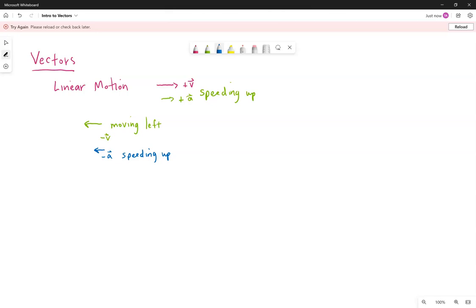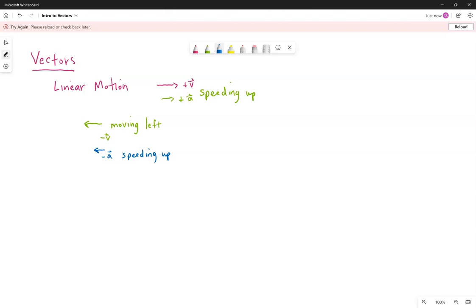Dealing with linear motion, the positive and negative signs were completely sufficient to describe the direction. Because as an object moved right or left, right meant positive in our typical Cartesian coordinate system, left meant negative. There was no motion up and down if the object was moving right and left. So with linear motion, it is as simple as using plus and minus to fully describe the direction of a vector.